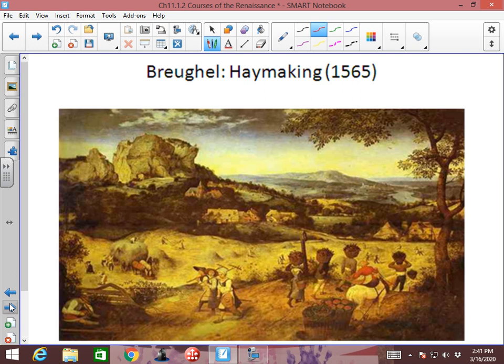There's a landscape by Bruegel called Haymaking. This one's kind of self-explanatory. When it's time to make hay, everybody goes into the fields and collects the hay because animals are so important in this time period. But it's a pretty painting. I really like it.